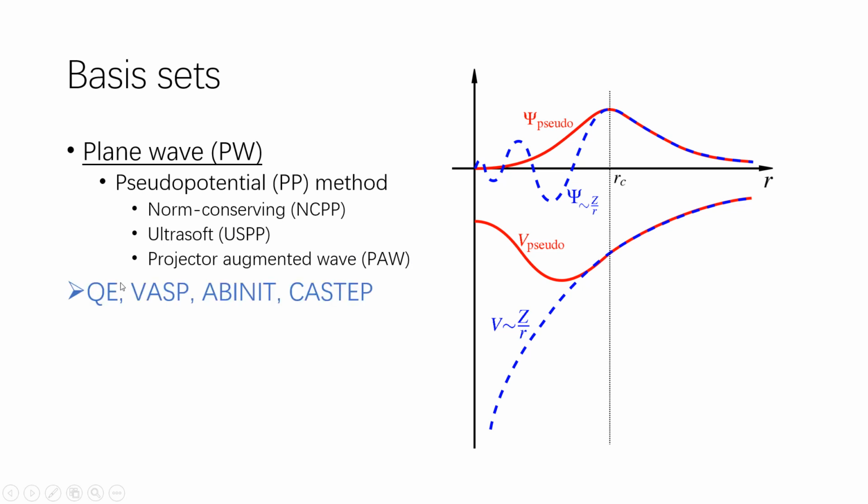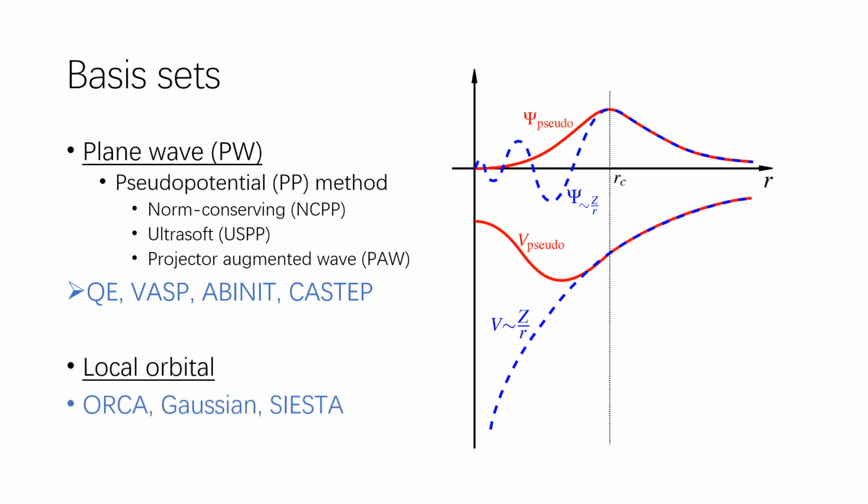The quantum chemistry codes that use plane wave basis include Quantum Espresso, VASP, Abinit, and CASTEP, and they are the favorite for solid state physics, because plane wave basis is naturally suitable for periodic boundary conditions. Another choice of basis set is local orbitals. This is something like the tight binding approximation, where you approximate the wave function by a combination of local orbitals. The quantum chemistry codes that use this kind of basis set include Orca, Gaussian, and Siesta. They are usually the favorite of chemists, because they usually deal with isolated systems.